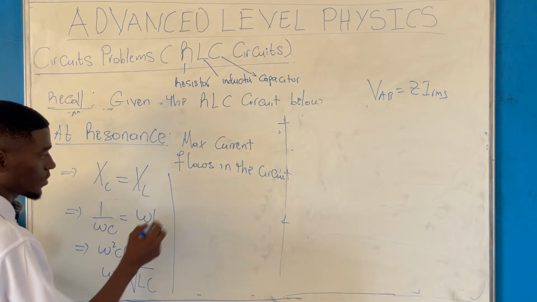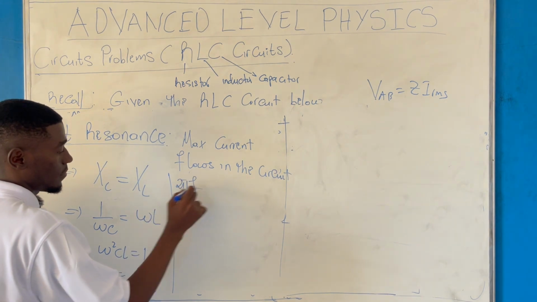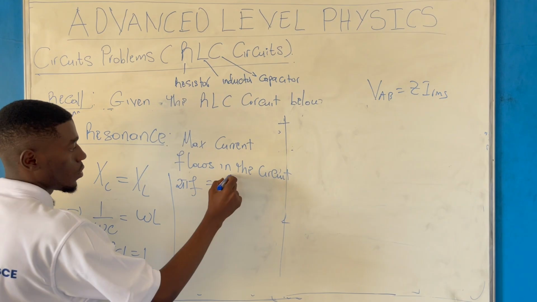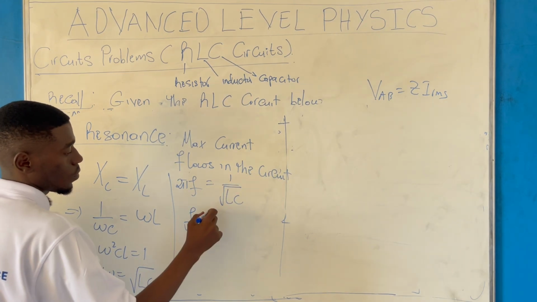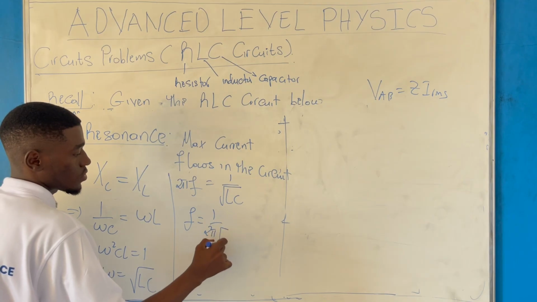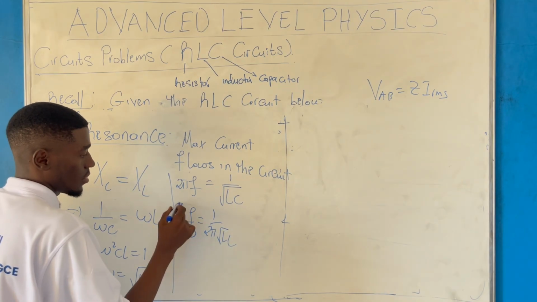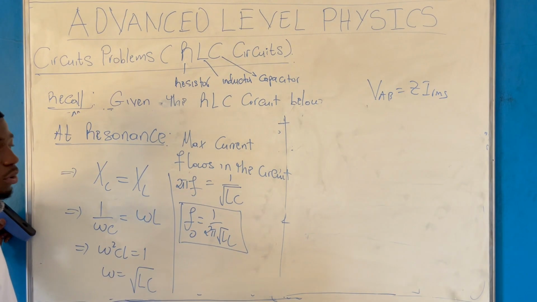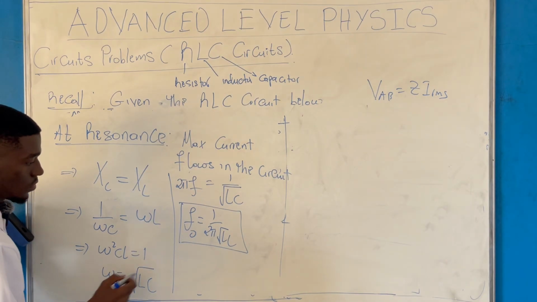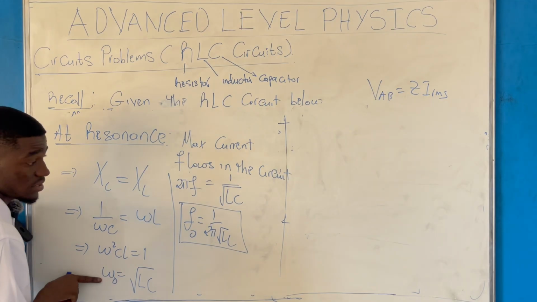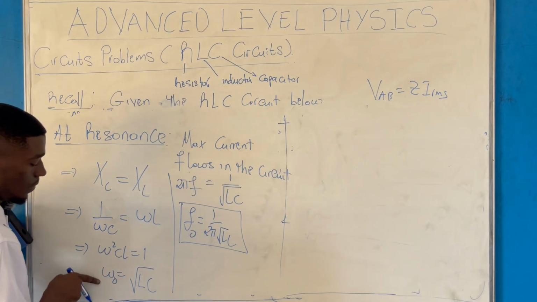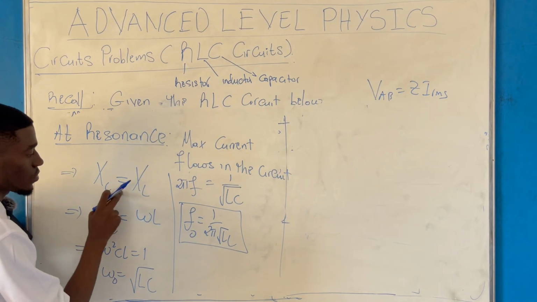Now if I want to come up with the frequency, omega is 2 pi f, so 2 pi f equals 1 over square root of LC. Therefore f is simply equal to 1 over 2 pi square root of LC. It's what we call in French the own frequency. There it is, omega0, f0, this is the frequency at resonance. The angular frequency at resonance. So that is the consequence when XC equals XL.